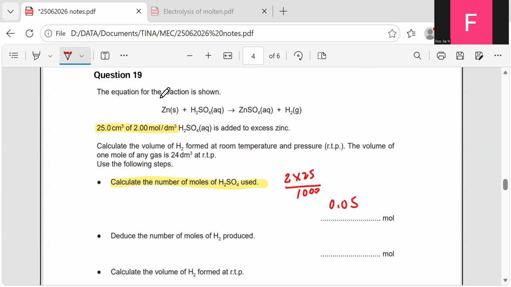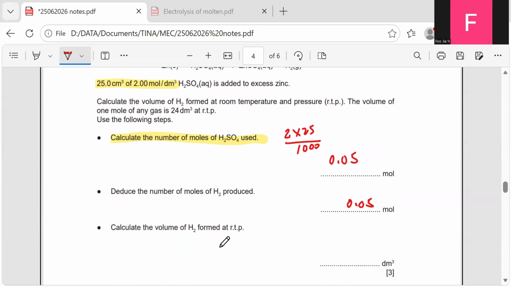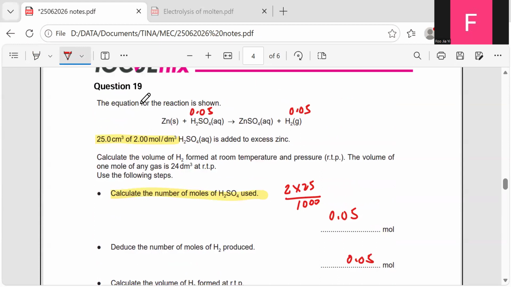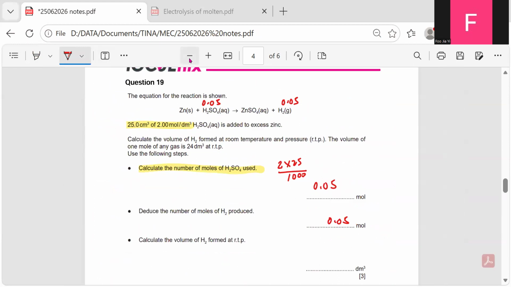0.05. If this is 0.05, is hydrogen also 0.05? Yes. So if hydrogen is 0.05, what is the volume? The ratio is 1 to 1. Do you see any numbers in front? So the ratio is 1 to 1 to 1. That means if this is 1, this is also 1. If this is 0.05, this is also 0.05.